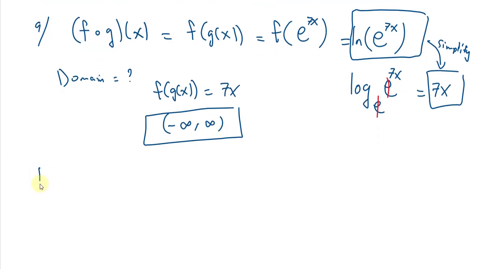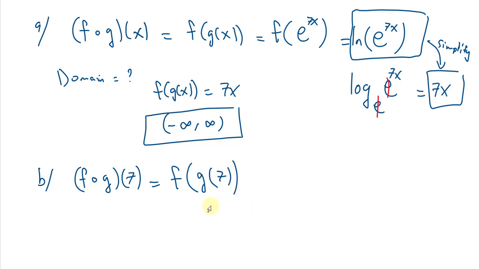Now let's try the next one. The next part is asking you to find f composite of g of 7. So this is the composite function. f is outside, g is inside, but your x now is the actual value of 7. So we need to find what is g of 7.